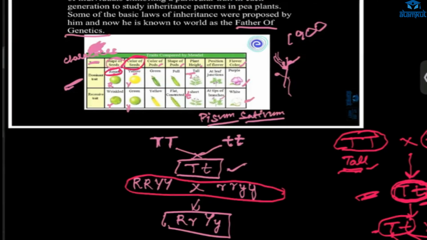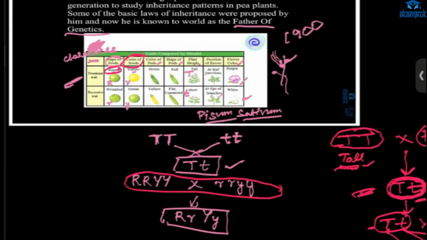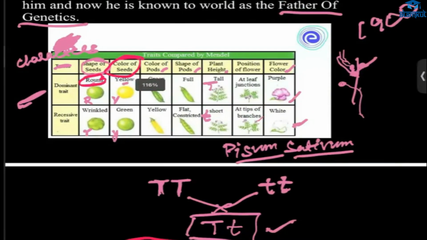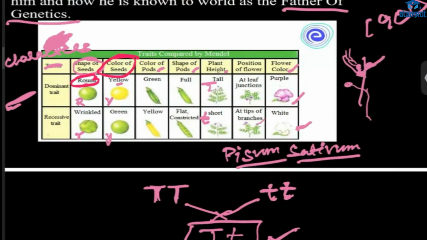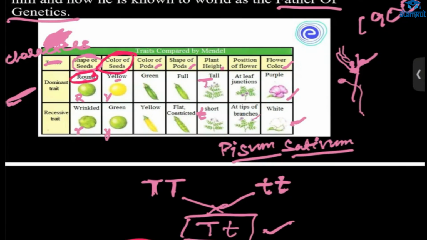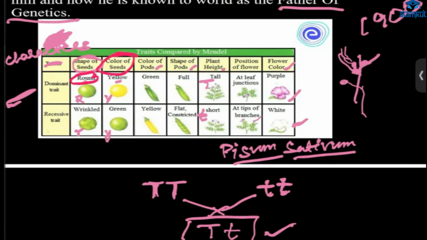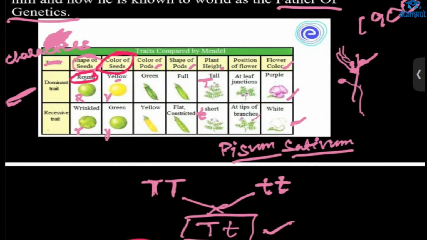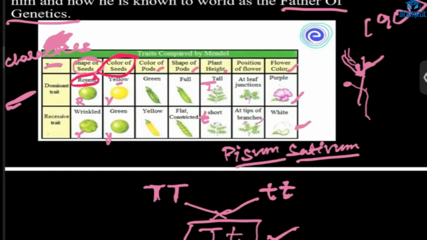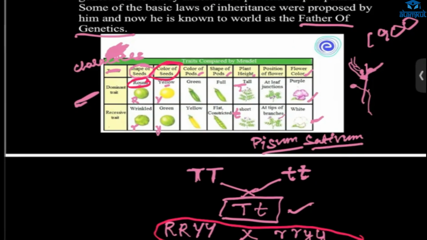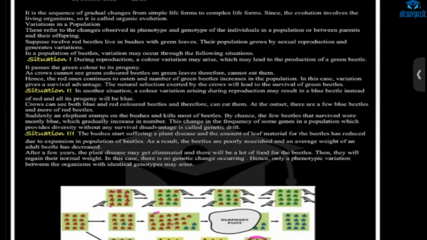And what were the contrasting traits? Seven contrasting traits: shape and color of the seeds, then shape and color of the pods, then height of the plant, and position and color of the flower. Yes, those were the seven traits he did experiments on. Got it? Any doubt? Okay.